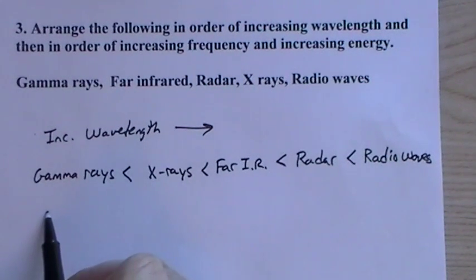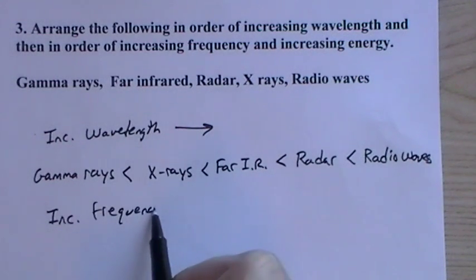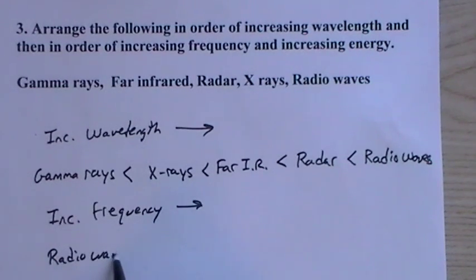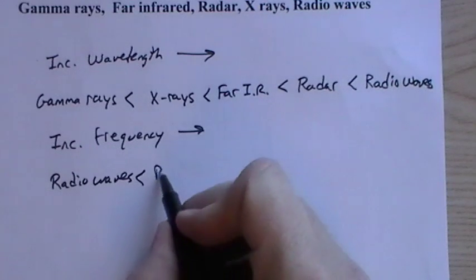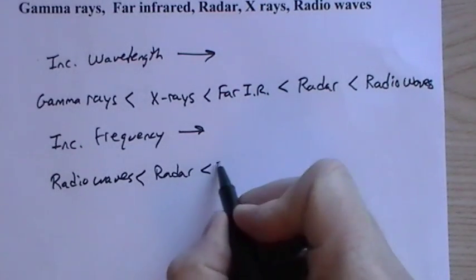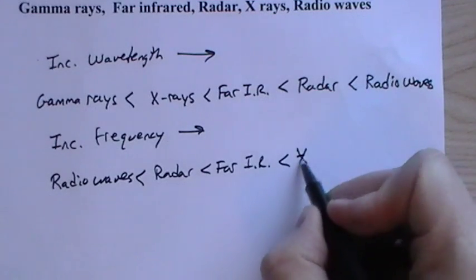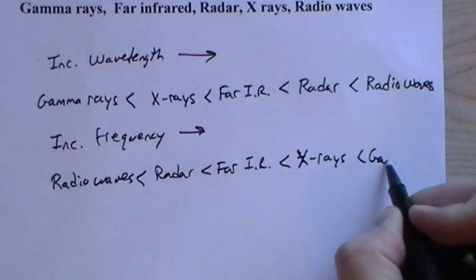But then if we talk about increasing frequency, that works in the opposite way. As the wavelength goes up, the frequency goes down, and vice versa. So as the frequency increases, that would work exactly the opposite way. Radio waves would have the lowest frequency. Radar would be the next, then far IR. These are just some of them that are in the table. If you check your table in your book, you'll see there's lots of others, but I just picked these.